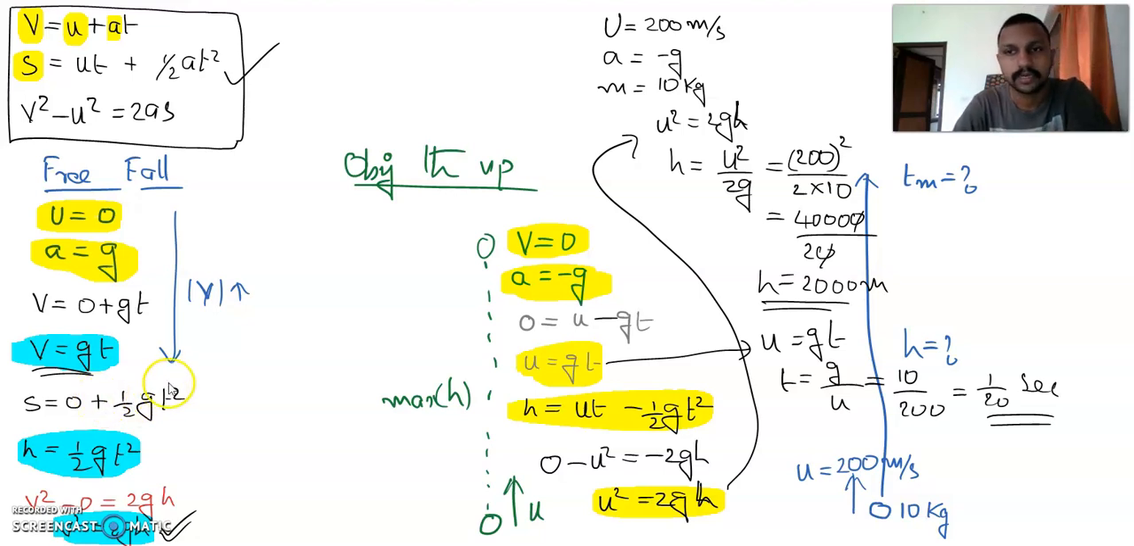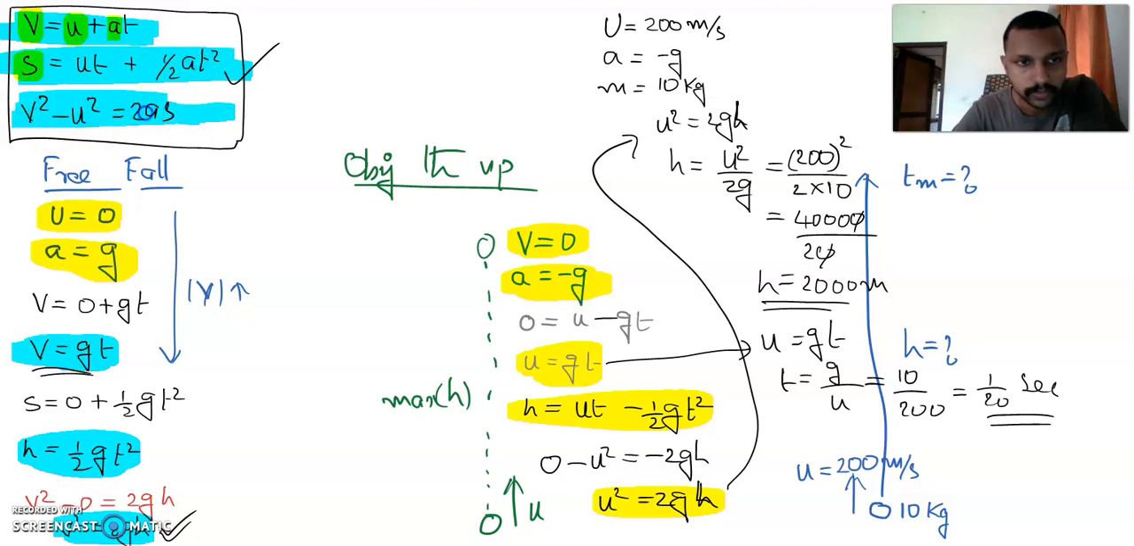Okay, students, continuing from where we left off. Now we know the three equations of motion. That is, v = u + at, s = ut + half at², and v² − u² = 2as. Next, let's discuss the next equation. There is a fourth equation of motion.